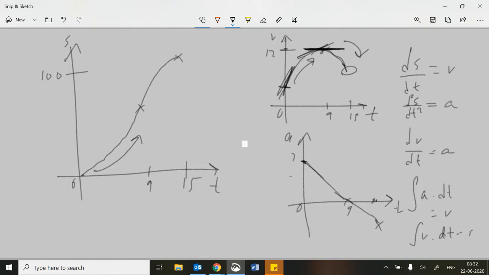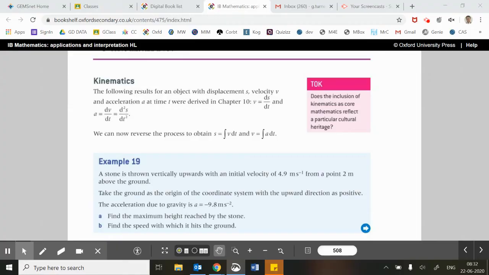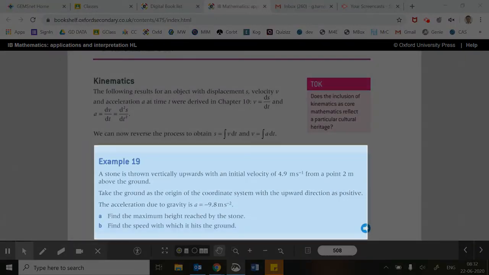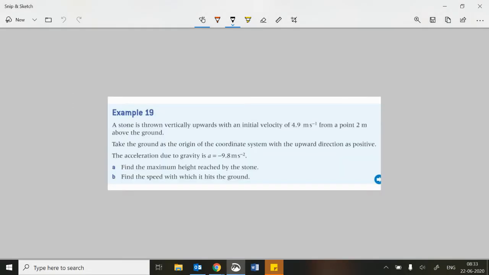Okay, so let's have a look at this question. Example 19. This one's saying a stone is thrown vertically upwards. So we're talking about this thing going vertically upwards, and then it comes downwards, and it goes past 2 meters above the ground before it hits the ground again. It has an initial velocity going upwards of 4.9 meters per second.